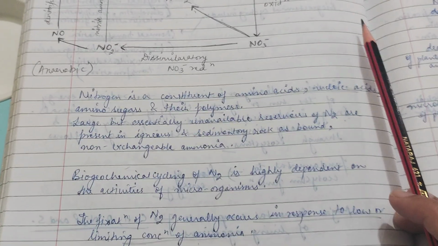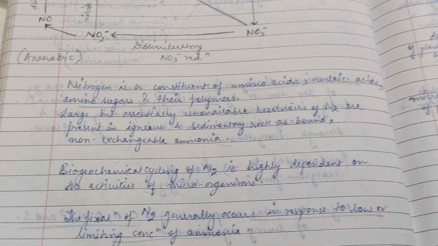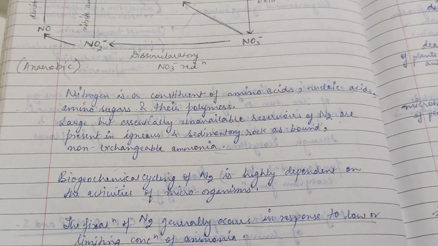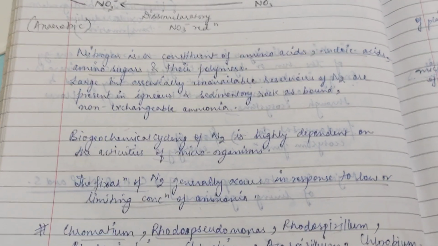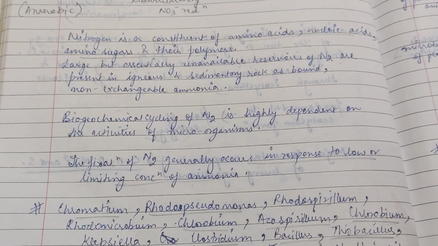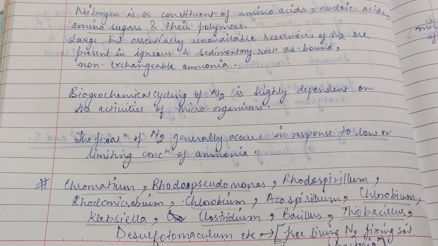So as we know, nitrogen is a constituent of amino acids, nucleic acids and amino sugars as well as their polymers, but since it is unavailable, that's why the biogeochemical cycling of nitrogen is dependent upon the activities of microorganisms. Generally, nitrogen fixation occurs in response to low and limited concentration of ammonia.